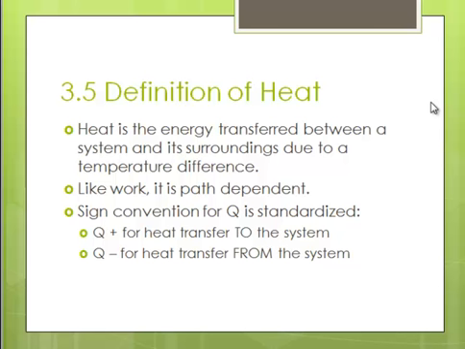We have a sign convention. Everyone uses the same sign convention. Heat into the system is positive. Heat out of the system is negative.